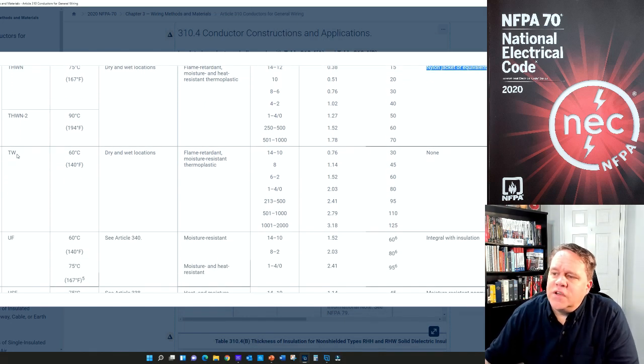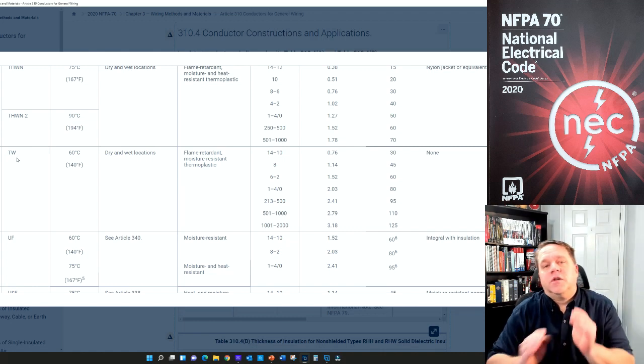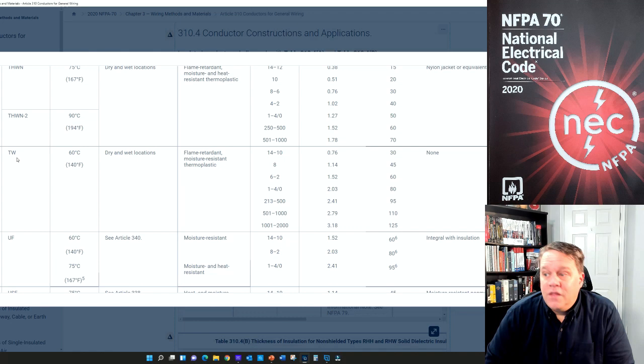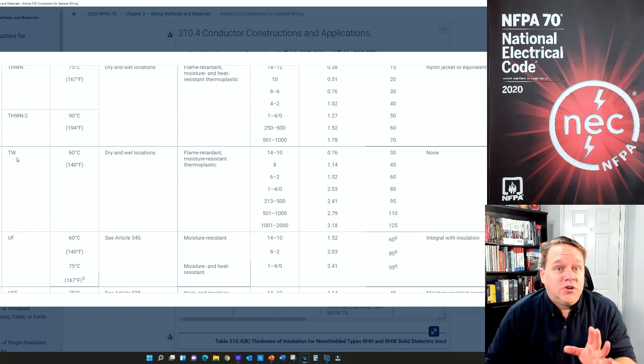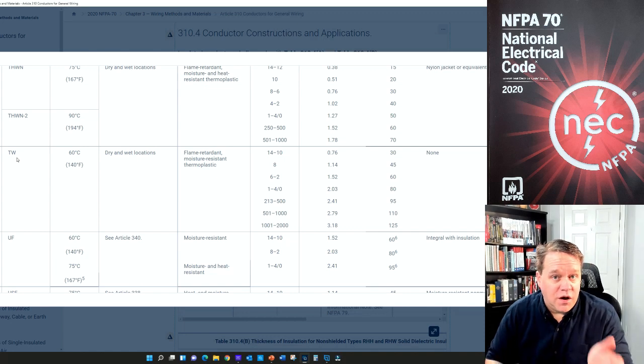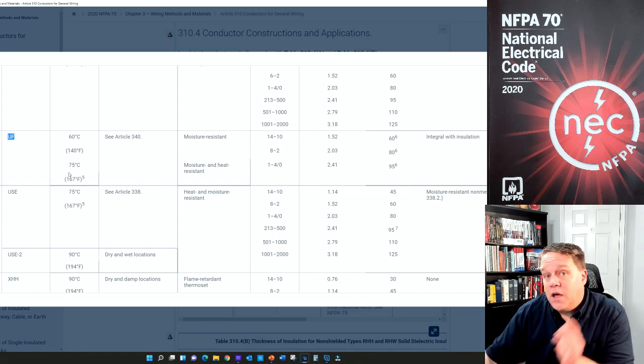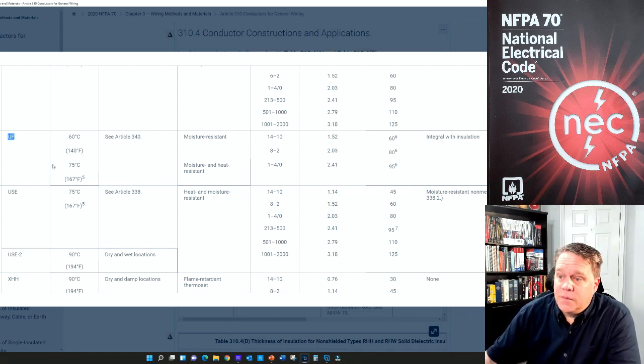What do we know about TW? We know that's thermoplastic, and we know it's good for wet locations. But notice that there's no H's, so that's only a 60 degree conductor. There's not an N at the end either. Now that doesn't really matter unless you're doing somewhere that requires what? Gasoline and oil resistance. So there you go. We've got UF. You can buy individual UF conductors. Usually you buy it in a cable.